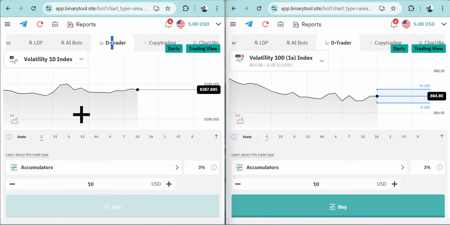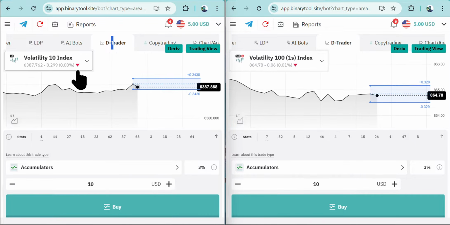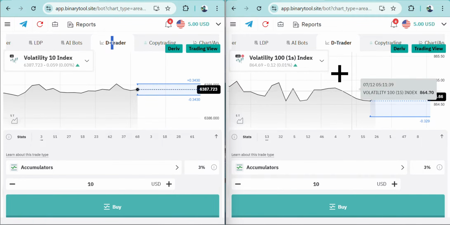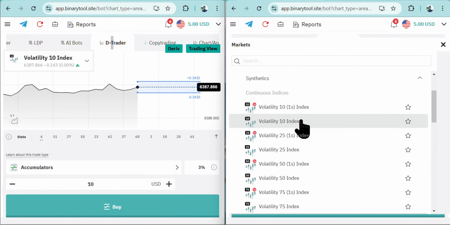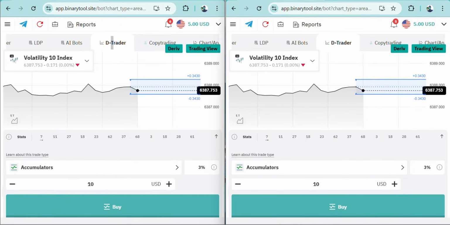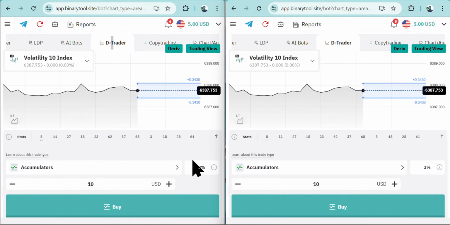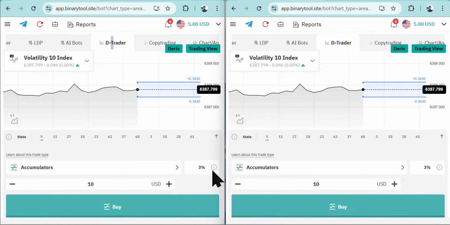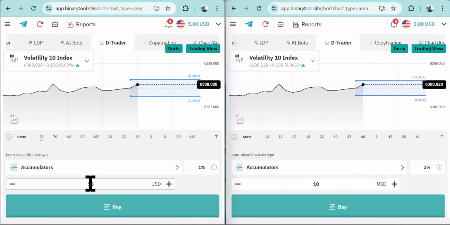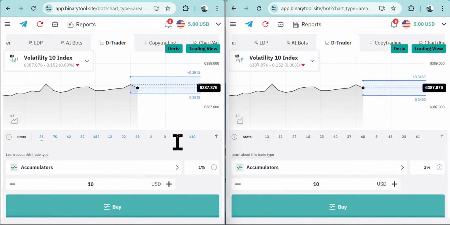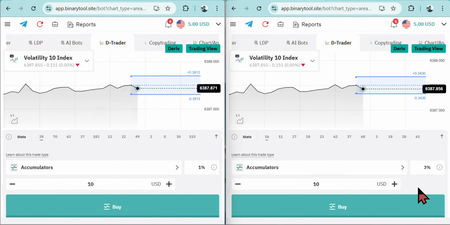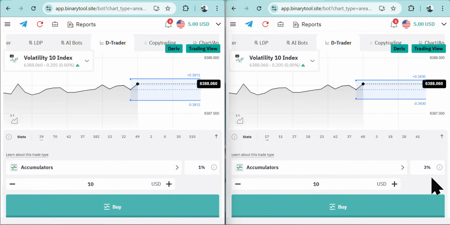Let's see how it is. If it's stable, you can see this one. Okay, it's at least stable. It is 0.00. Also on the other screen, we're going to set Volatility 10 index. Now you can see this one here is on 3%, so let's change it to 1%. This screen is going to analyze the trend using a 1% growth rate, and the other screen is going to analyze the 3% growth rate.